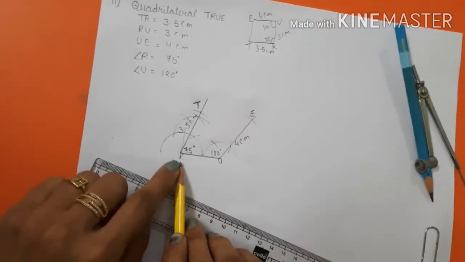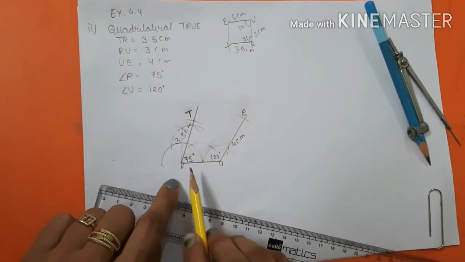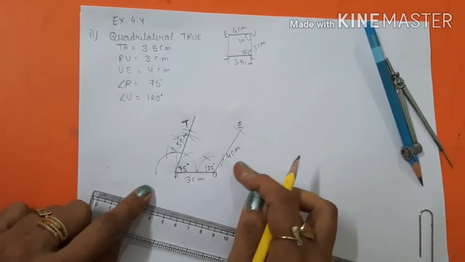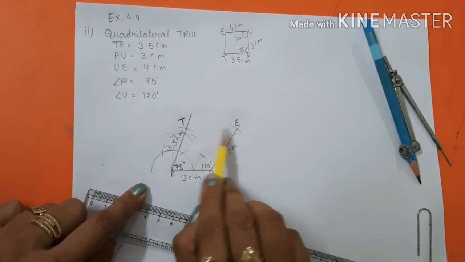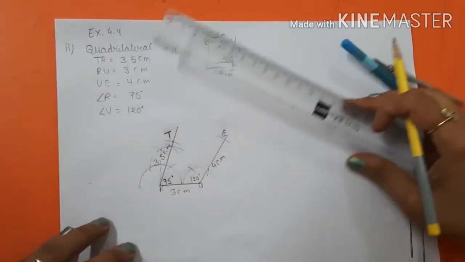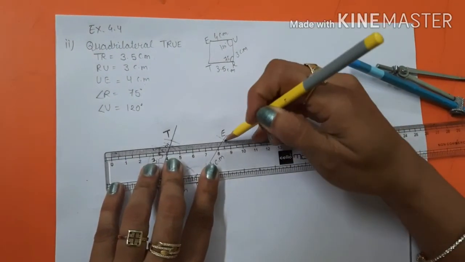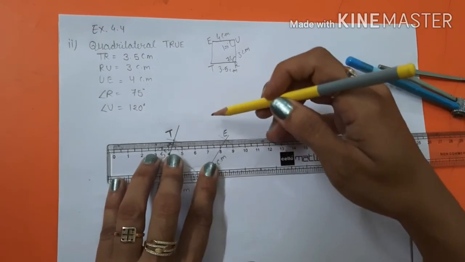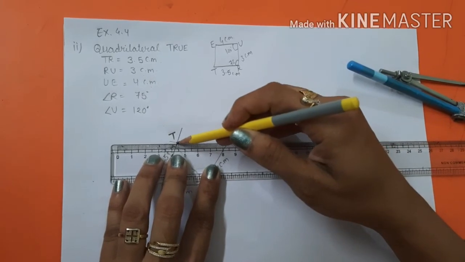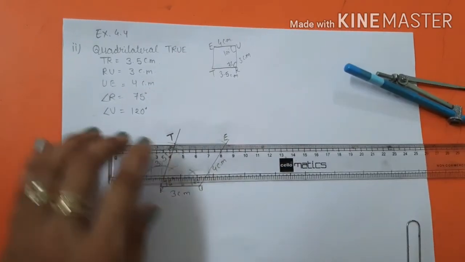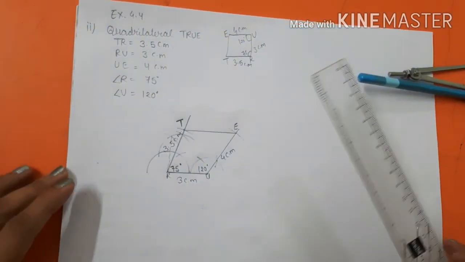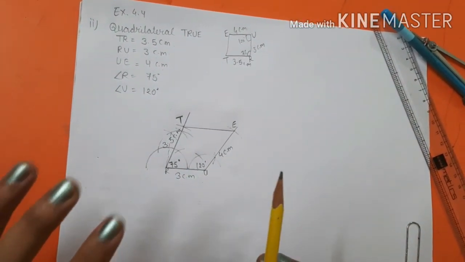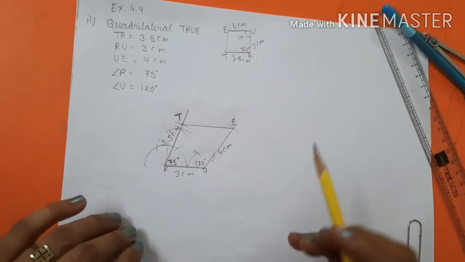Now we have constructed both the angles and we have measured all 3 lines. This is 3 centimeters, 4 centimeters, 3.5. The remaining points we will join. This point E and point T will join. So this is our required quadrilateral TRUE, where 3 sides and 2 angles are given.